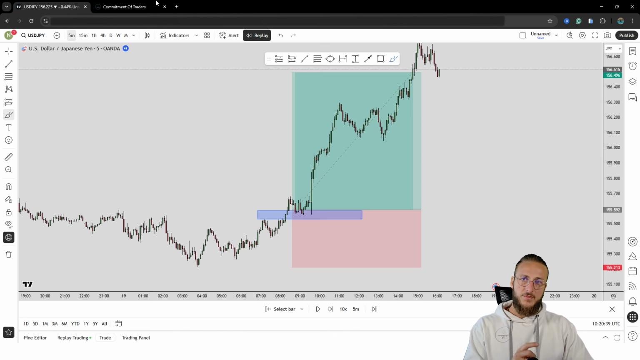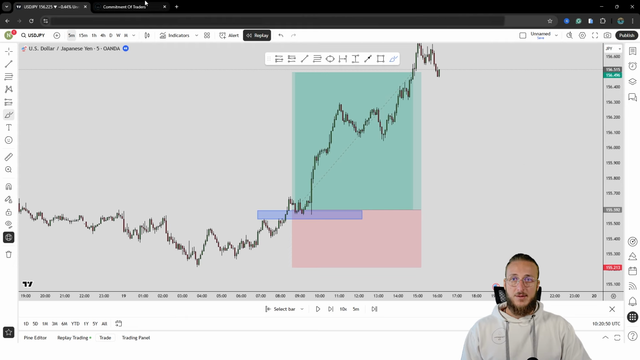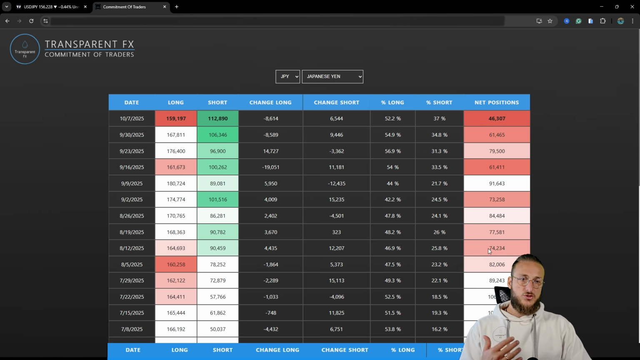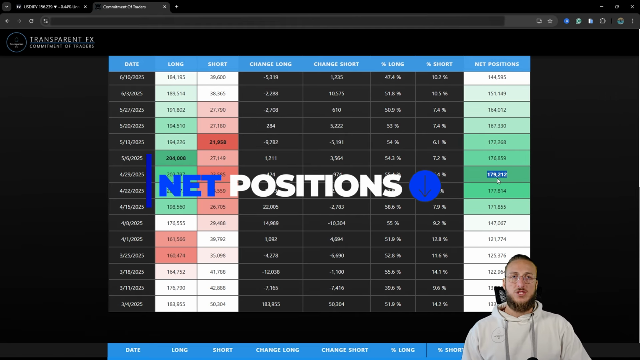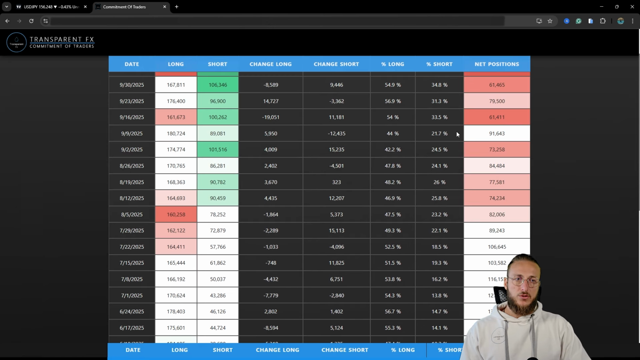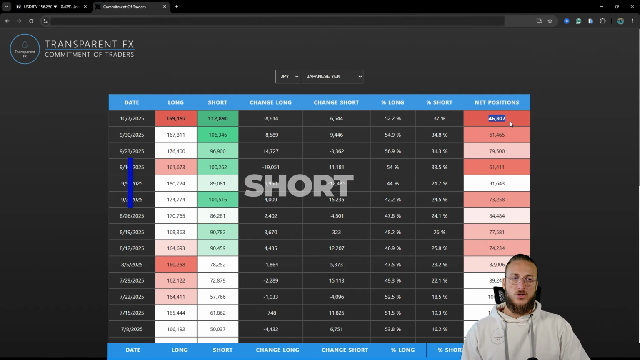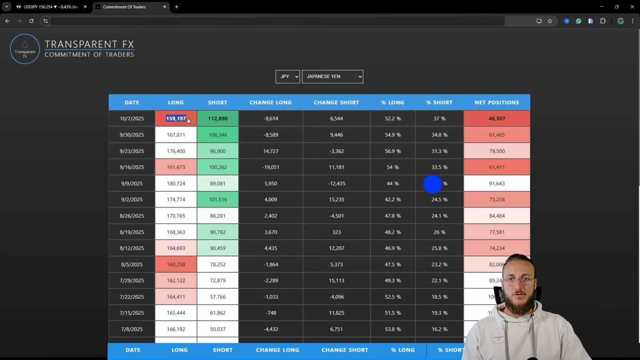But before we do that, actually, I wanted to also see what was going on when it comes to the commitment of traders situation. And on the JPY, in fact, what we had was that institutions were longing at the time of the setup USD JPY, because net positions were dropping massively. We went from 179k net positions, so a situation in which institutions were aggressively positioned to the bullish side for the JPY with 202k longs compared to only 23k shorts, all the way down to now having a very low net positioning, 46k net positions with 112k shorts and only 159k longs.